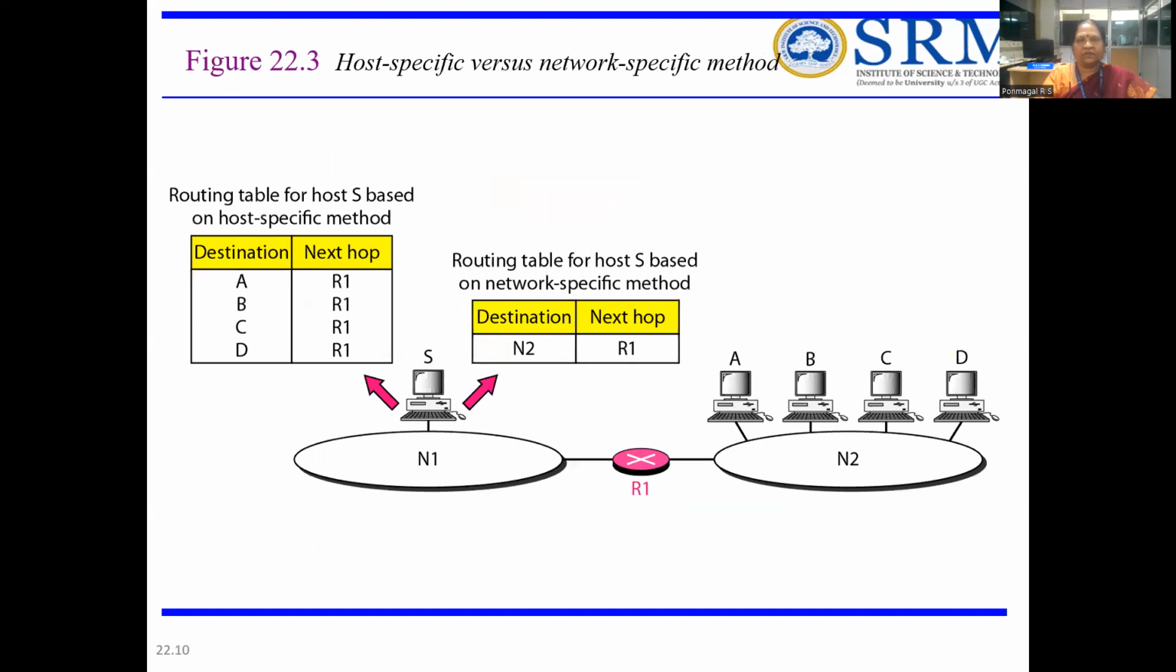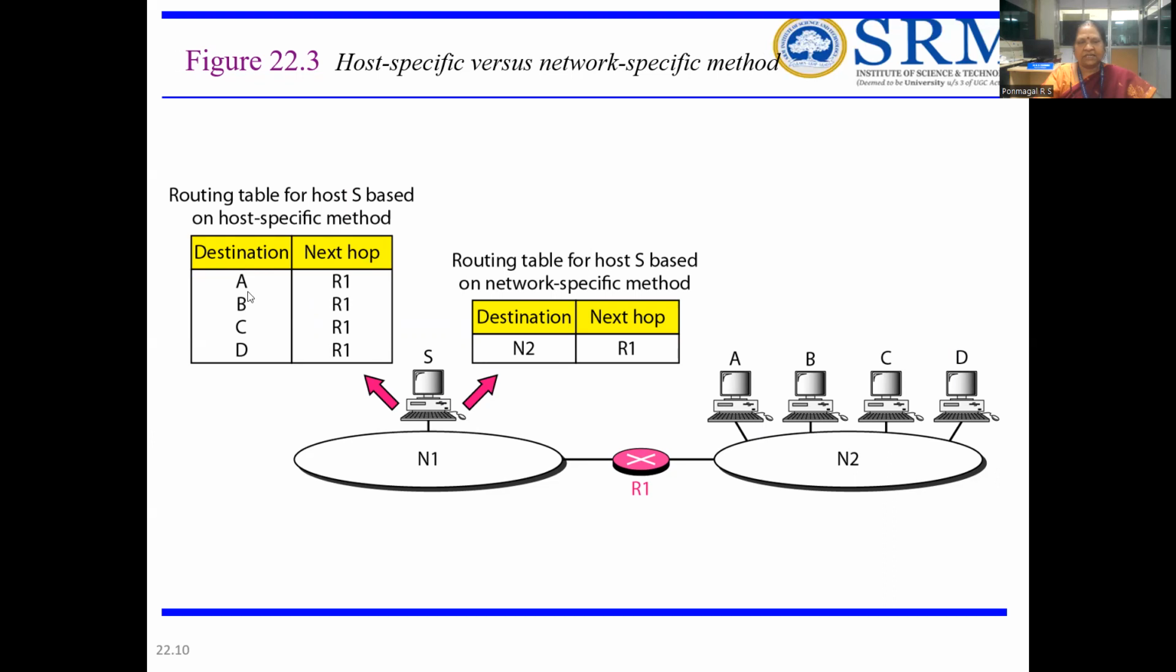Next is about host specific versus network specific method. Here we consider 2 networks. In network N1, we have 1 host called S. In network N2, we have 4 hosts, A, B, C, D. These 2 networks are connected through router R1. Now the routing table for host S based on the host specific method, that is based on the destination host. So you see the table.